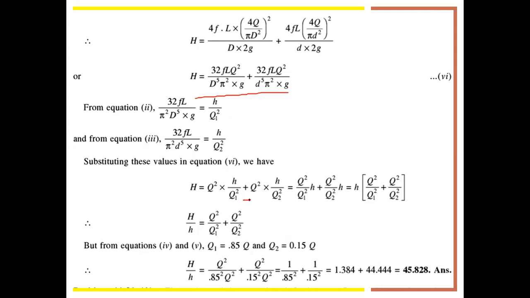plus Q2 into H by Q2 to the power of square, which is equal to Q2 square by Q1 square into H plus Q2 square into H. That is equal to H of Q2 by Q1 square plus Q2 by Q2 square. Therefore this H is coming downside, so H by h is equal to Q square by Q1 square plus Q2 square by Q2 square.